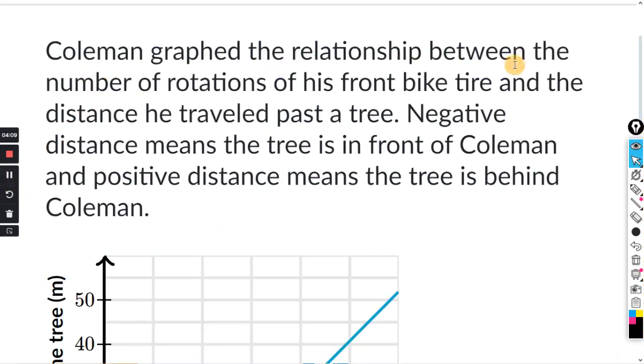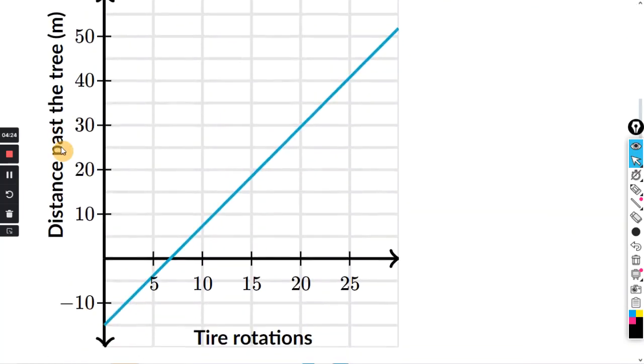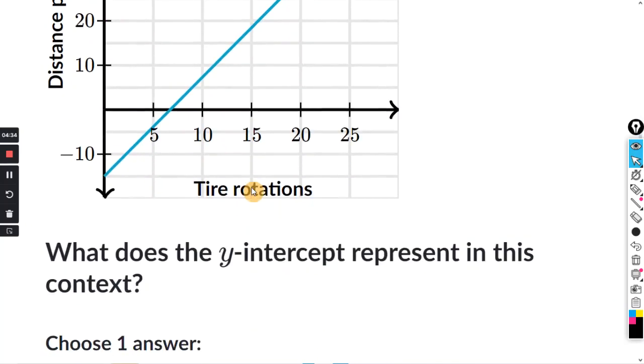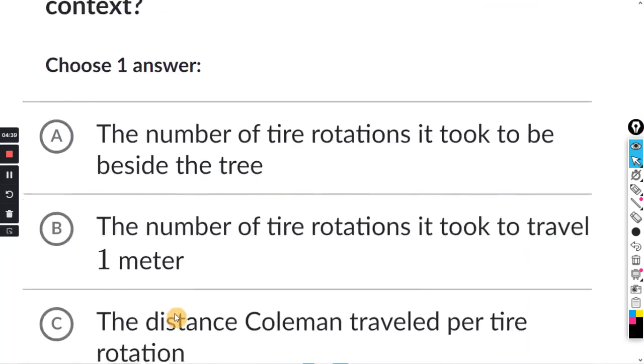Coleman graphed the relationship between the number of rotations of his front bike tire and the distance he traveled past the tree. Negative distance means the tree is in front of Coleman, and positive distance means the tree is behind Coleman. So there's the graph. The tire rotations is the x-axis, and the y-axis is the distance past the tree. What does the y-intercept represent in this context?